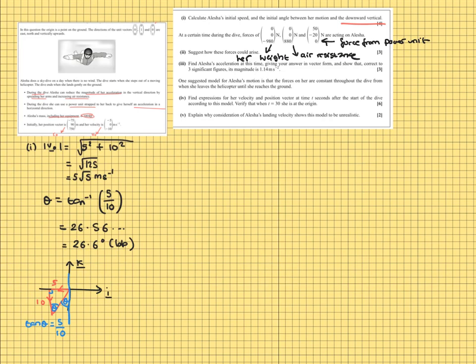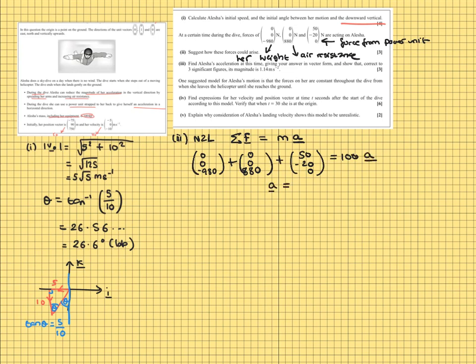So part 3, we've got to find her acceleration at this time, giving your answer in vector form and show the magnitude is correct to 3 significant figures. So we are going back to using Newton's second law of motion. Remember, the resultant force is equal to the mass multiplied by the acceleration. So the resultant force is going to be the sum of these 3 vectors. So 0, 0, minus 980 plus 0, 0, 880 plus 50, negative 20, 0. The mass is 100 and the vector acceleration is what we are looking for.